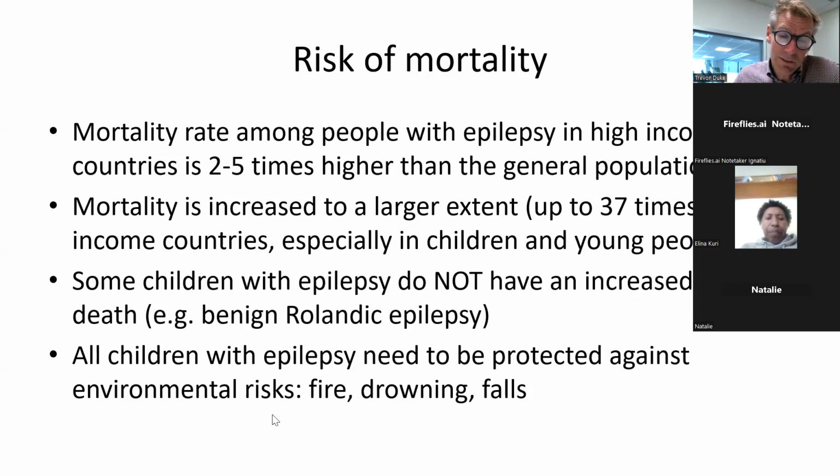But suffice it to say, there is an increased risk of mortality, but I generally don't scare parents with that. I generally tell them that their child can lead a normal life, and it's really important that they do normal things with the child, and they go to school and have friends and do normal play activities and that sort of thing.